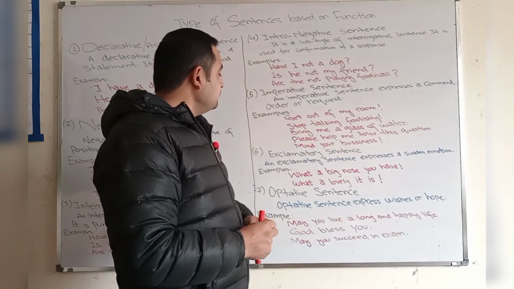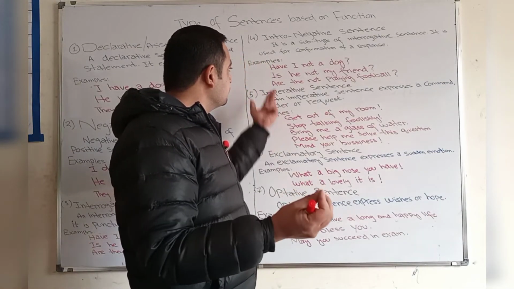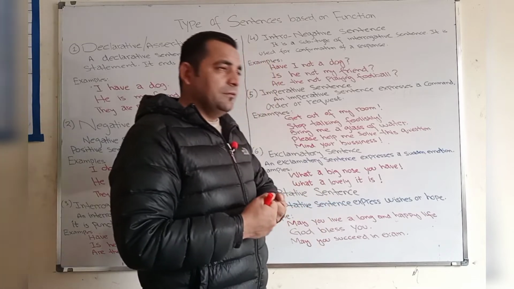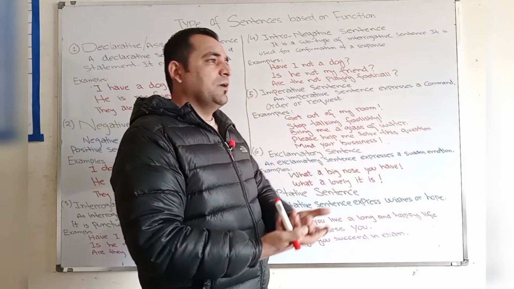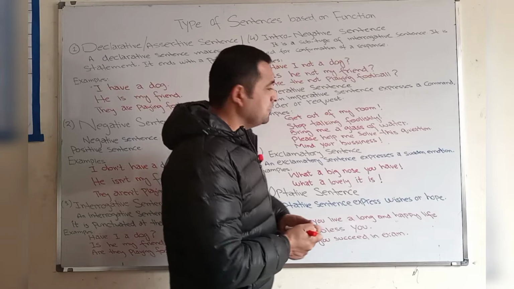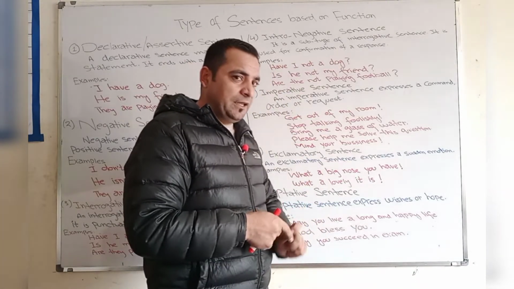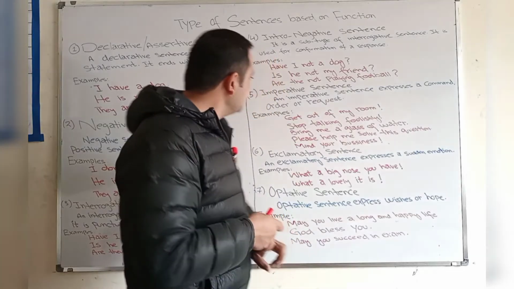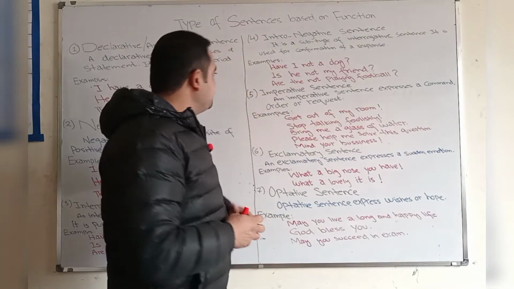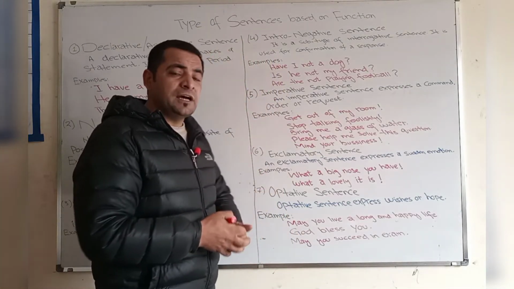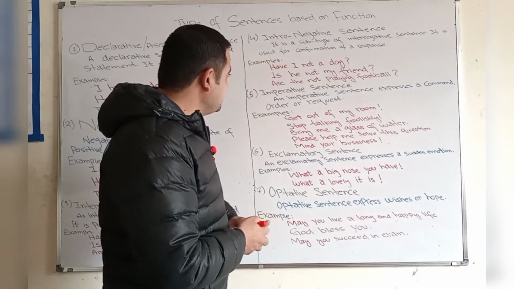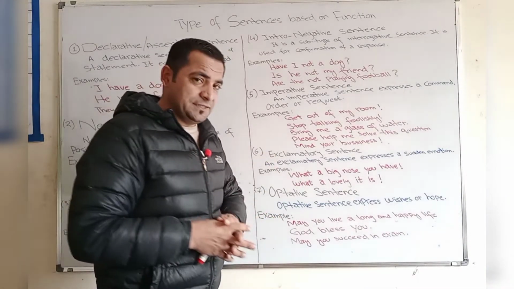For example, are they not playing football? The person, whoever asks, are they not playing football, wants to make the confirmation whether they are playing football or not, right? Now, let me move to the fifth type of sentence I have listed here, imperative sentences.